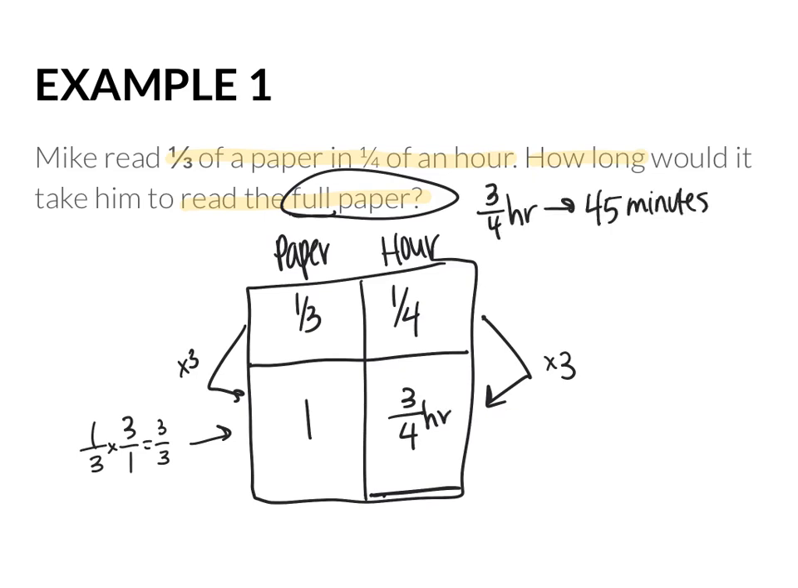Some kids, when we work with fractions of an hour, prefer to write it in terms of minutes. So if the question doesn't specify if it's going to be hours or minutes, you get the choice, either 3/4 of an hour or 45 minutes.